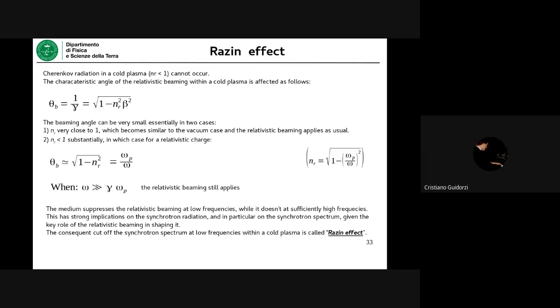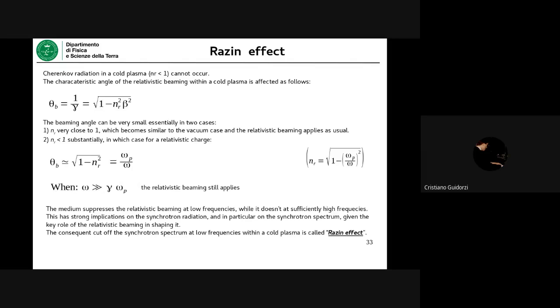Why is this relevant? Let's think of synchrotron radiation. If you remember, the spectrum of synchrotron radiation, unlike the case of cyclotron radiation, has the peculiarity of a continuum spectrum, with energy over a broad range of frequencies, which is due to the relativistic beaming. Why?